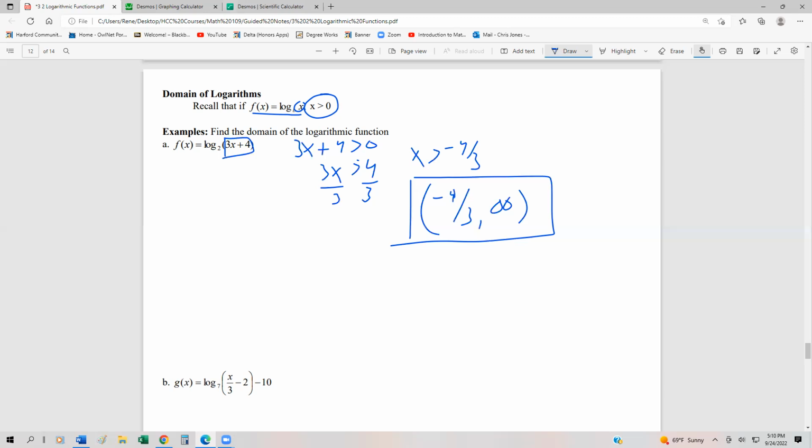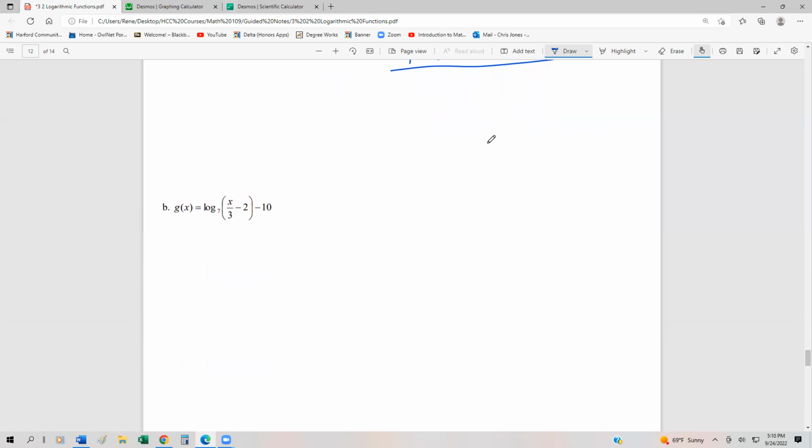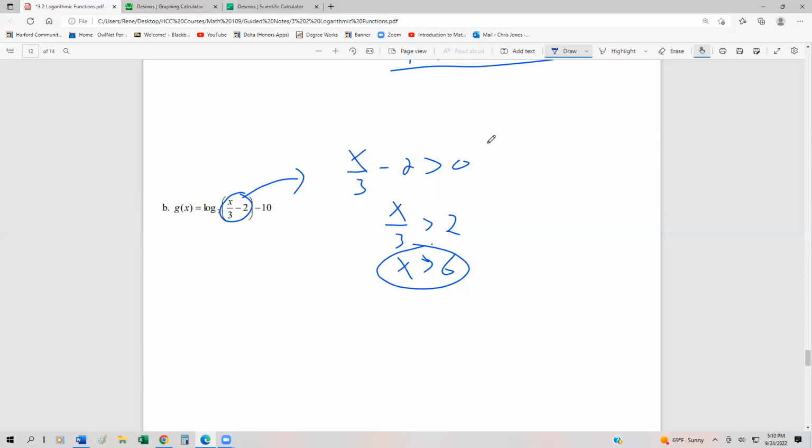Just whatever's inside of your parentheses, that's the independent variable. That stuff has to be greater than 0. A second example, log of x over 3 minus 2. All we're going to do is set that greater than 0. We add 2 to both sides, and then multiply both sides by 3. So that would be our domain for this. And since x is greater than 6, our interval notation would be from 6 to infinity.